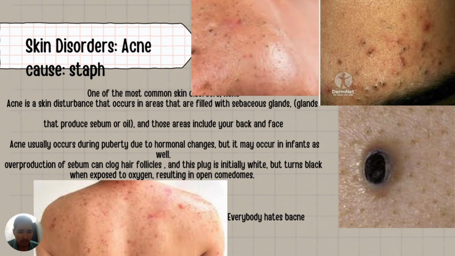And overproduction of sebum clogs up your pores and hair follicles, and then there's a white substance, which is the sebum, but it turns black when it's exposed to oxygen, which results in open comedones, like that thing over there on the right, in that image. And everybody hates bacne.